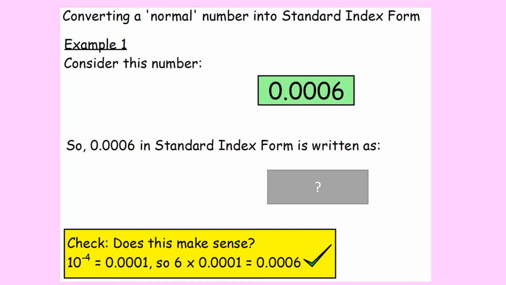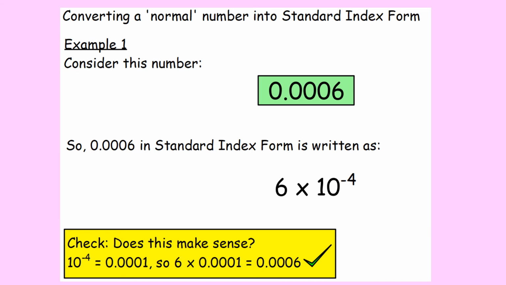Now, we need to decide what the exponent part of the standard index form is. It's times 10 to the power of something. Now, when it's a small number, we need to raise 10 to the power of a negative number. So in this case, we are going to raise it to 6 times 10 to the power of minus 4. Now, does this make sense? Well, you need to be really confident with what 10 to the power of minus 4 means.